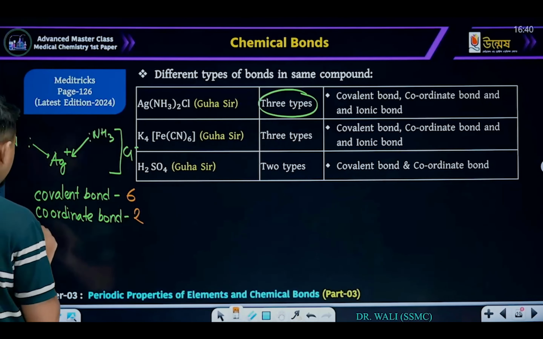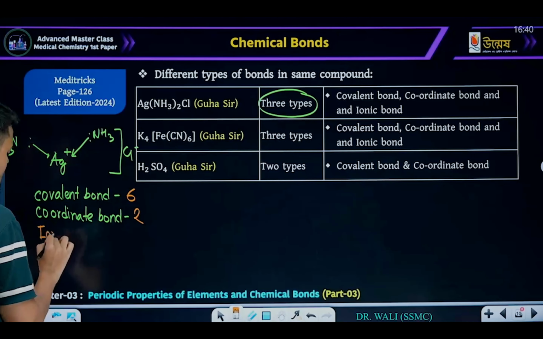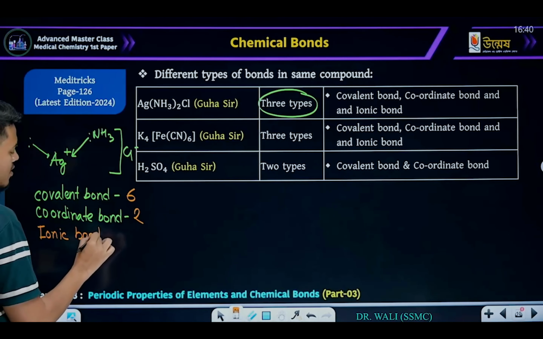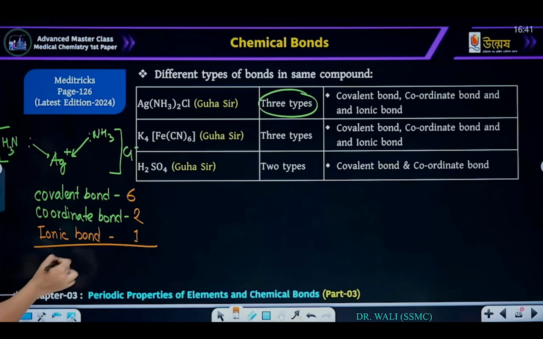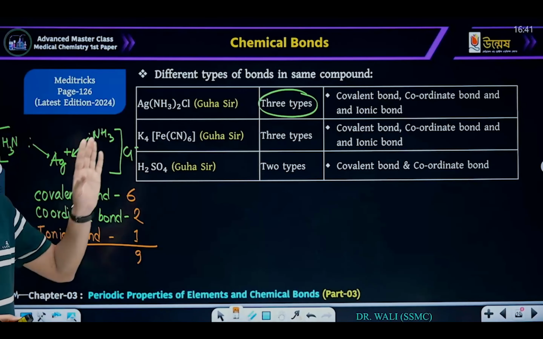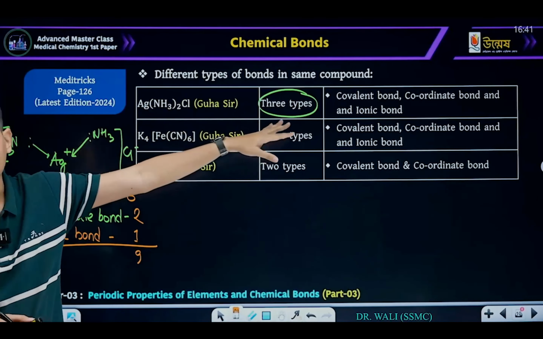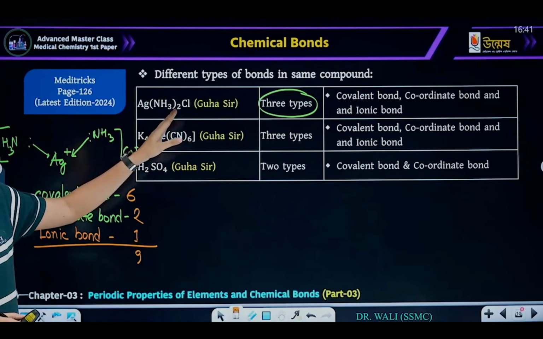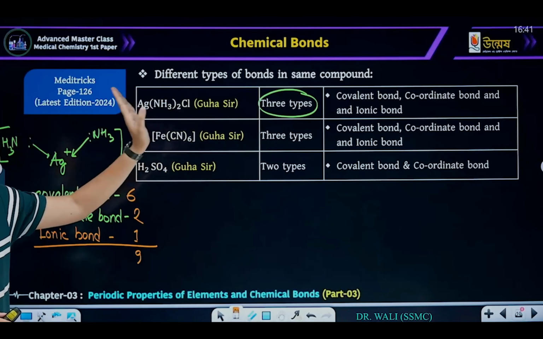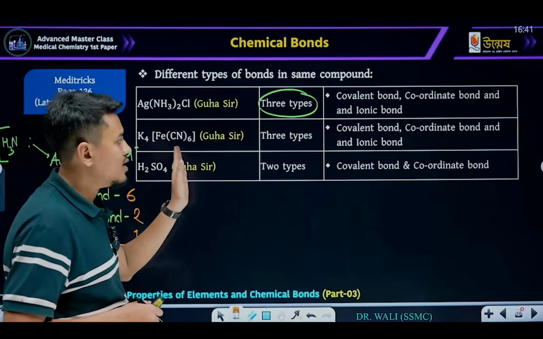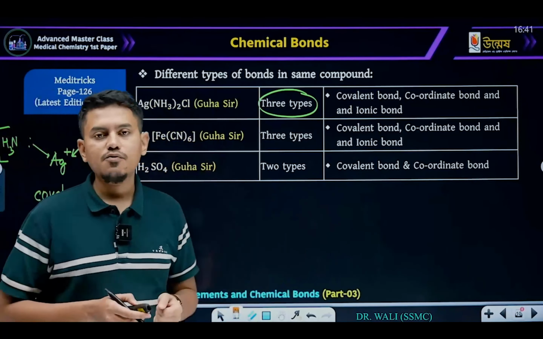Lastly, ionic. The number of ionic bonds here is 1. So altogether the number becomes 9. So 3 different answers for 3 different questions. In this compound, which bond is present? The answer could be any of these 3. In this compound, how many types of bonds are there? 3 types. In this compound, how many bonds are there? 9. So in this way, you will try to understand the bonding in different types of complex ions and complex compounds.